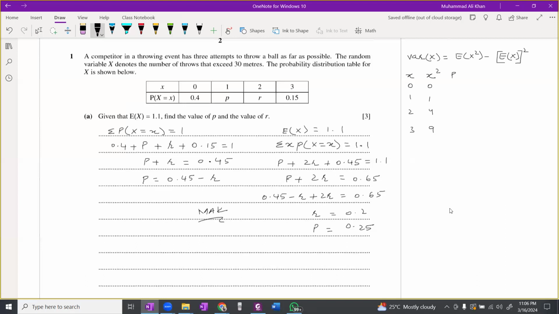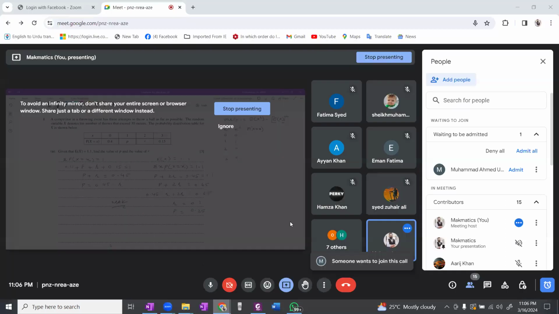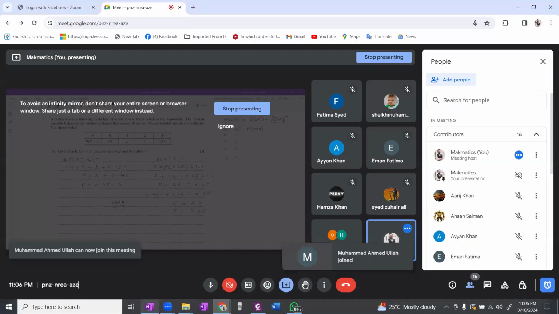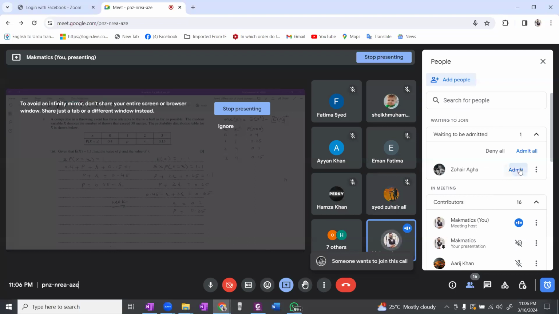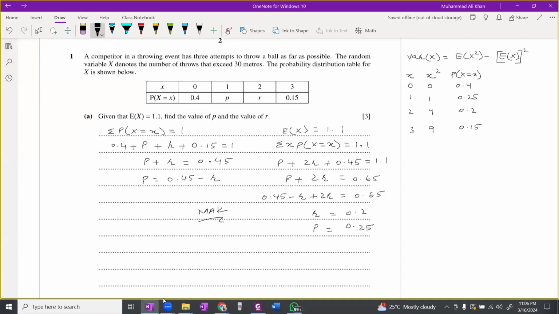After this, the column of probability: 0.4, the value of P is 0.25, the value of R is 0.2, and 0.15. This is the column of probability. After making the column of probability, we have to calculate E(X). How to calculate E(X)? E(X) is X into probability of X.